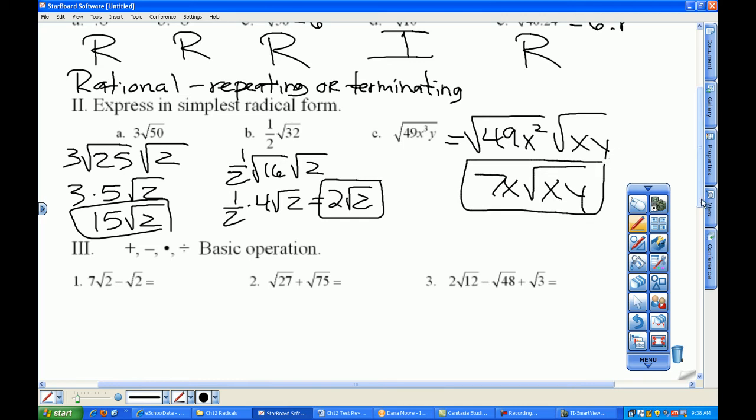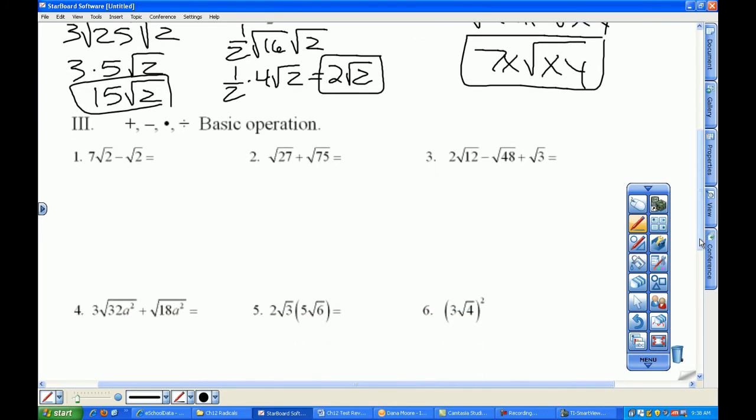Okay, we're going to perform basic operations now. Remember, if you need to, you can rewrite this problem as 7 radical 2 minus 1 radical 2. Because we have like radicals, I can subtract the coefficients. This is 6 radical 2.